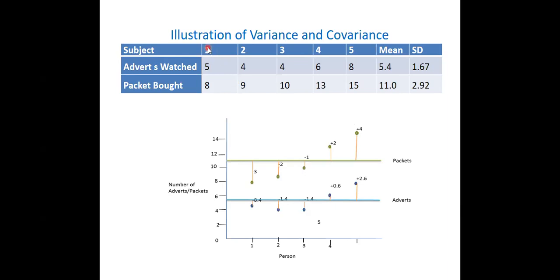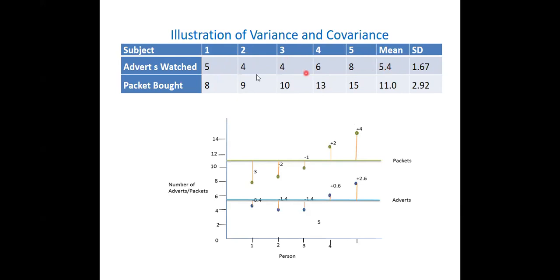You will see subjects 1, 2, 3, 4, 5; there are 5. Number 1 watched 5 adverts and bought 8 packets. Number 2 watched 4 and bought 9. Number 3 watched 4 and bought 10. Number 4 watched 6 and bought 13. Number 5 watched 8 and bought 16.